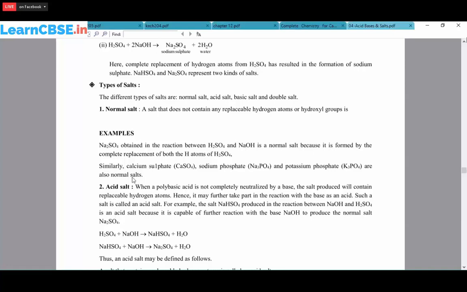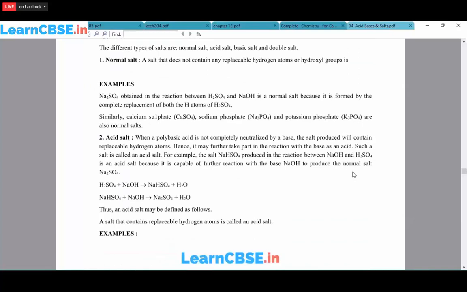Other examples of normal salts are calcium sulfate, sodium phosphate, and potassium phosphate. All of these we call normal salts.